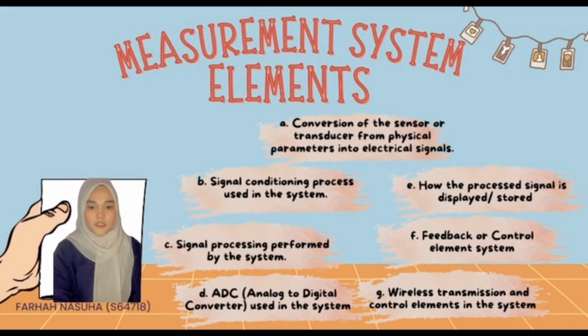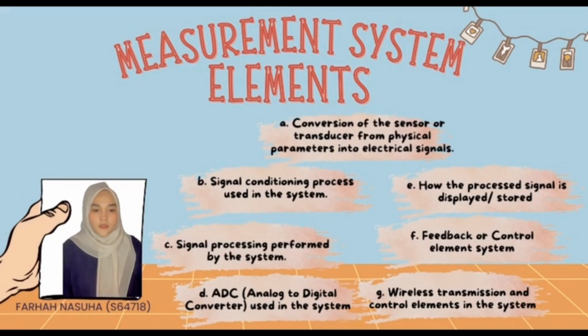B. Signal conditioning process used in the system. The signal conditioning process involves the use of a transimpedance amplifier to amplify and convert the current signal generated by the working electrode into a voltage signal that can be processed by the ADC module of the Arduino Nano board. The transimpedance amplifier is used to improve the signal-to-noise ratio and ensure that the measurements are within the range of the ADC module. The measurement system includes voltage converters and operational amplifiers for signal conditioning.